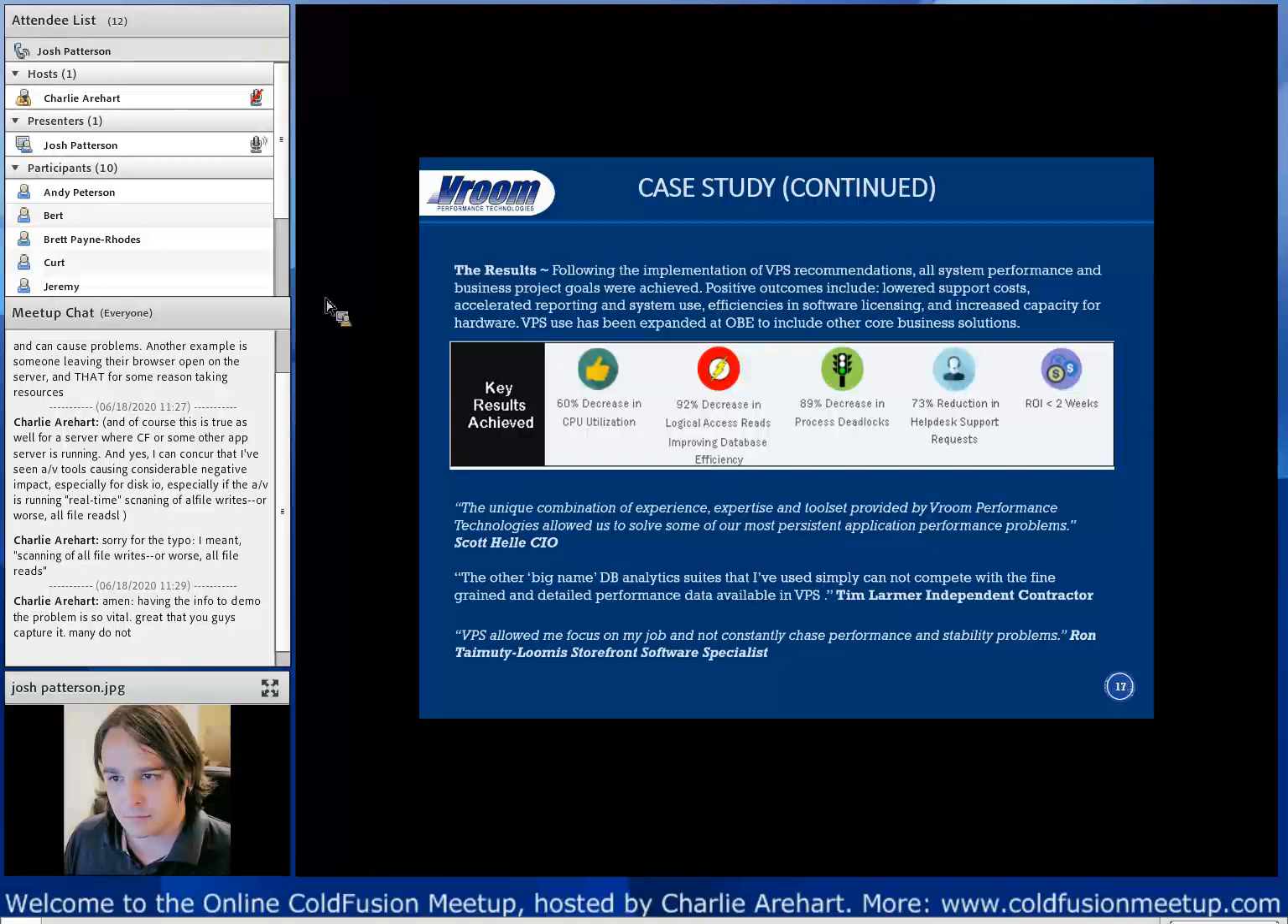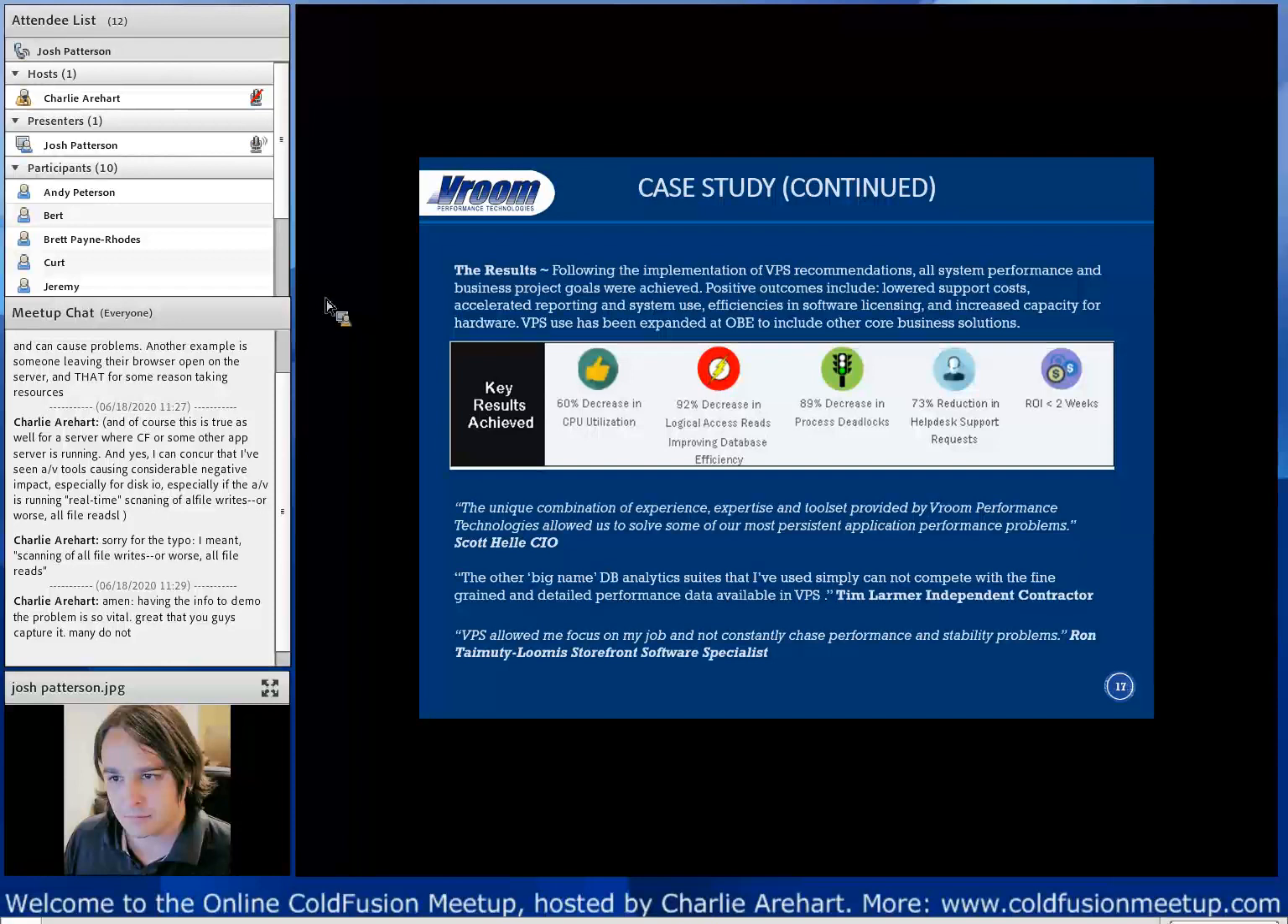But at the end of the day, when we were done, they had a 60% decrease in their CPU utilization, which was evident in the tooling. A 92% decrease in the logical reads, which is very large. They had a nearly 90% decrease in their deadlocks, which actually was their largest problem. I mean, they deadlocked constantly.